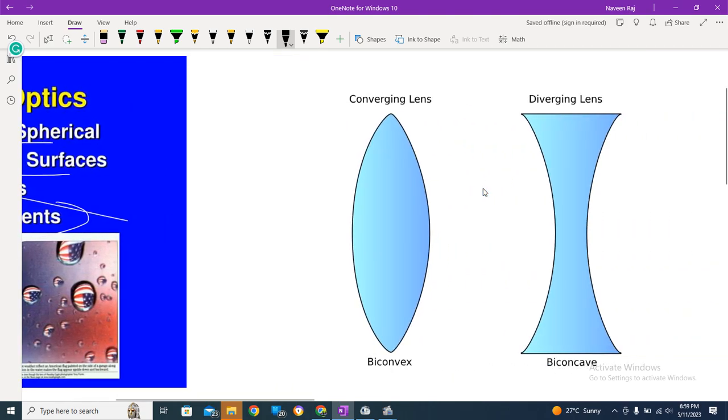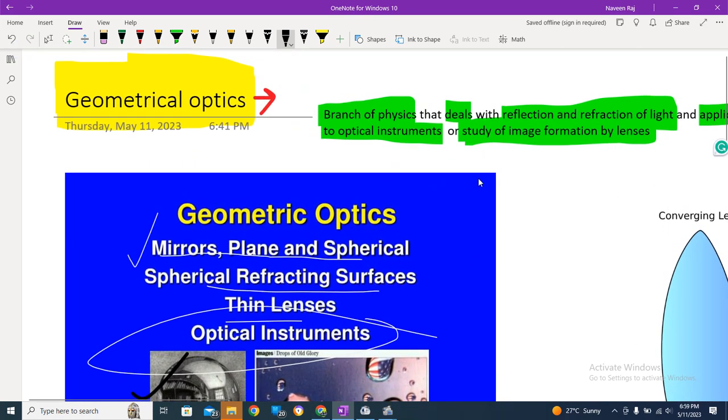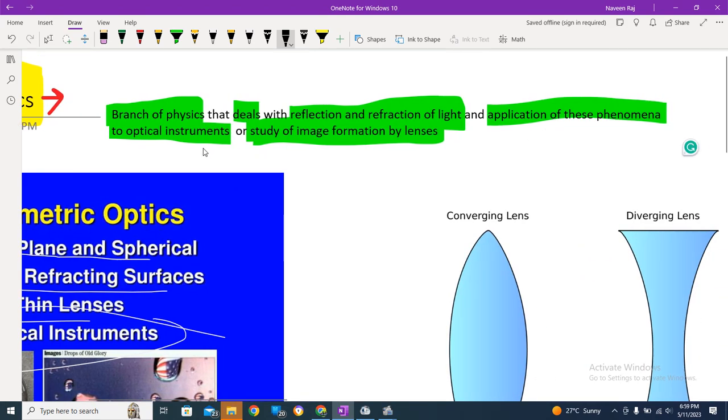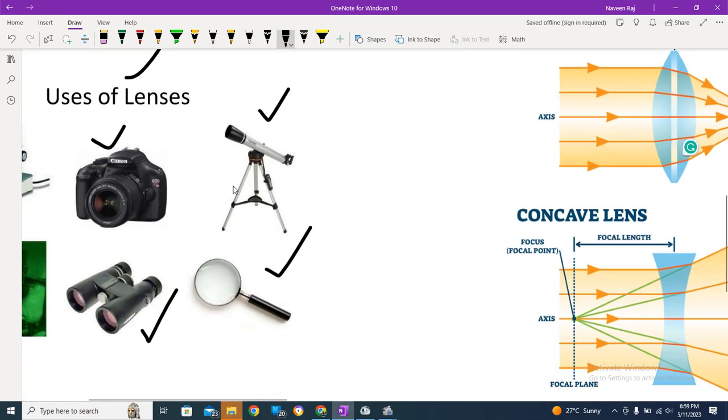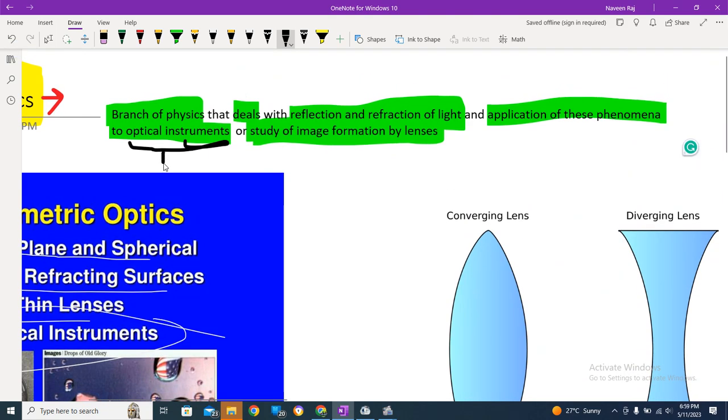Well, if you talk about lens, first of all, without going into the types of lens, as I said before, the application of the phenomena to optical instruments. This whole term, optical instruments, is the uses of lens. These are all optical instruments. Now all these optical instruments, or the whole geometrical optics, are based on a substance called the lens.